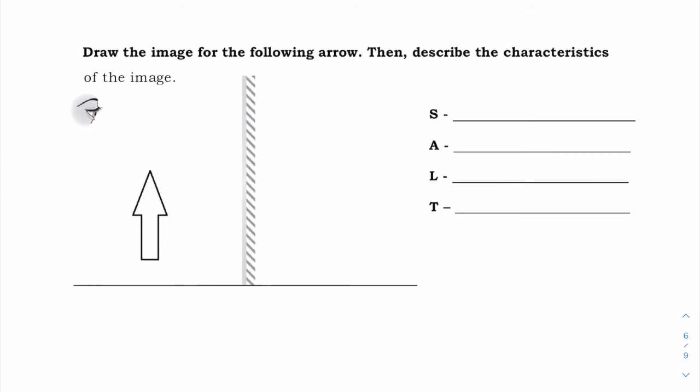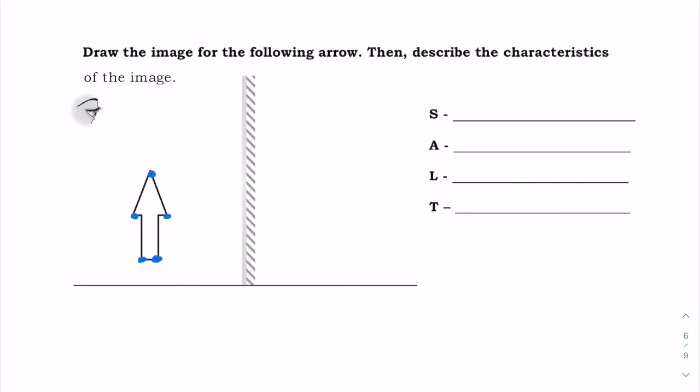All right, let's do another one. So what we're going to do for this one is draw the image for the following arrow and then describe the characteristics of the image. So this would actually be a great time for you to pause the video, pick a few nice points on the object. I'll actually give you a little bit of a hint here. I would take the top of the arrow, maybe this point, and the two bottom points there. So those 5 points should be more than enough.